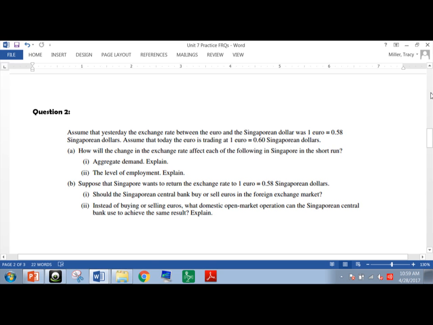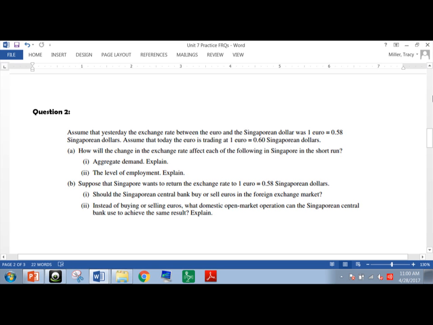60 Singaporean dollars. So basically, before you even get into the question, you have to ask yourself, is the euro getting me more or less in Singapore than it did before? And the answer is that it's getting you more. So 1 euro is giving you more currency in Singapore than it did before. So that must mean that the euro has appreciated. And therefore, if the euro has appreciated, then the Singaporean dollar has therefore depreciated.